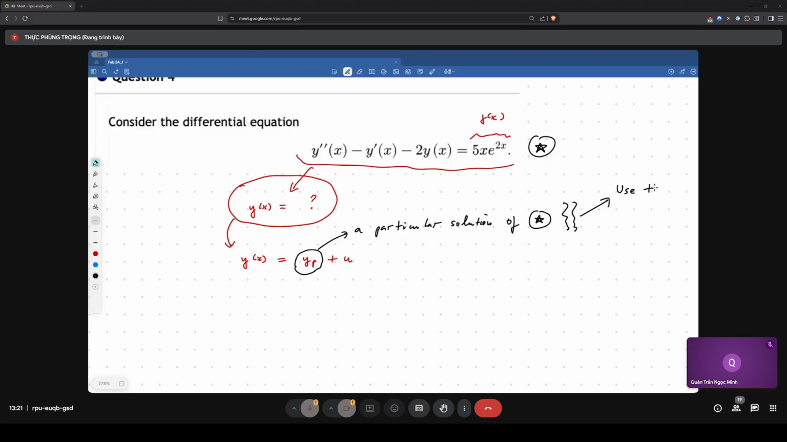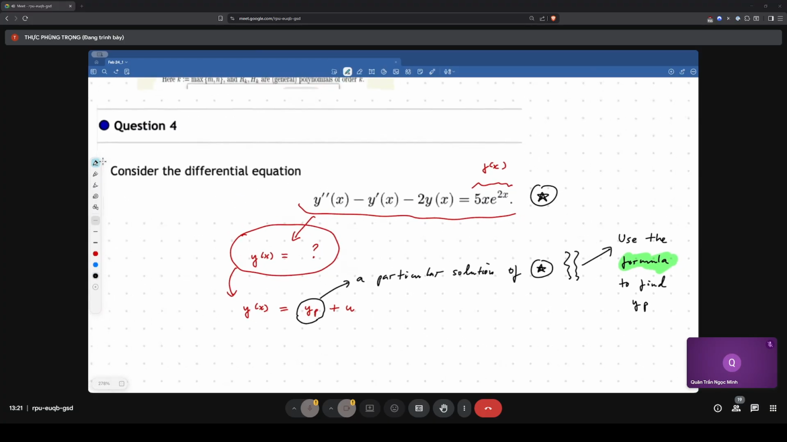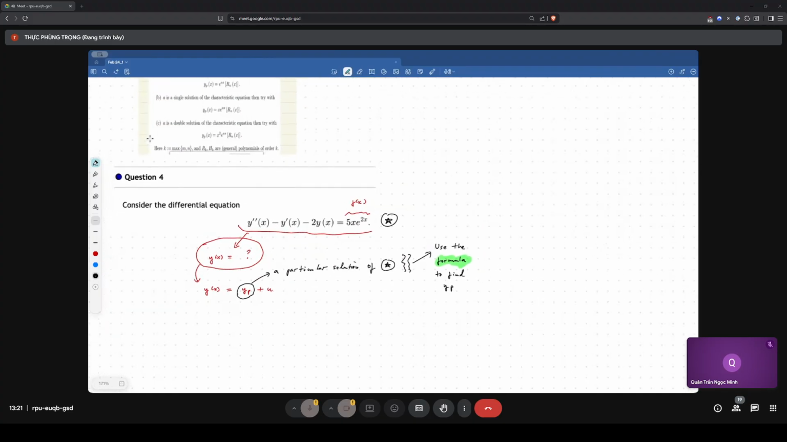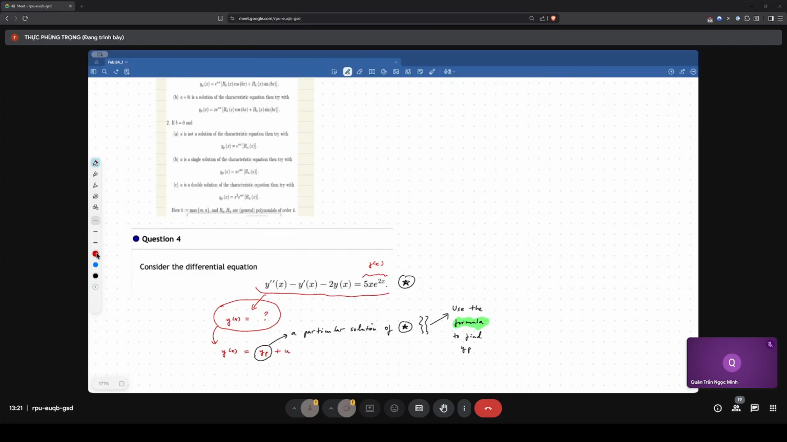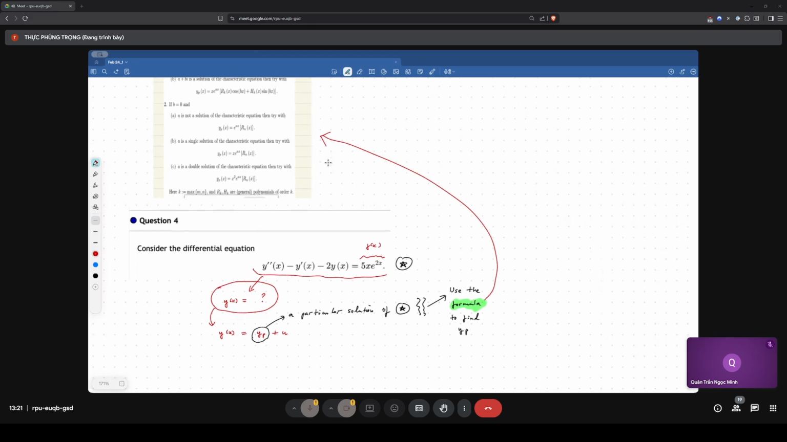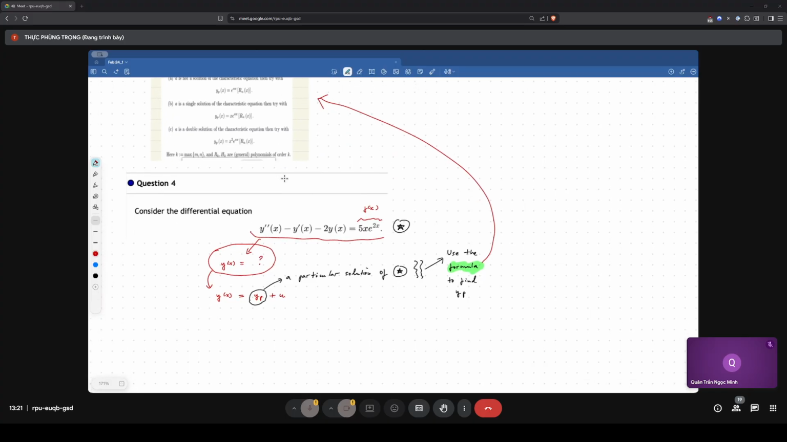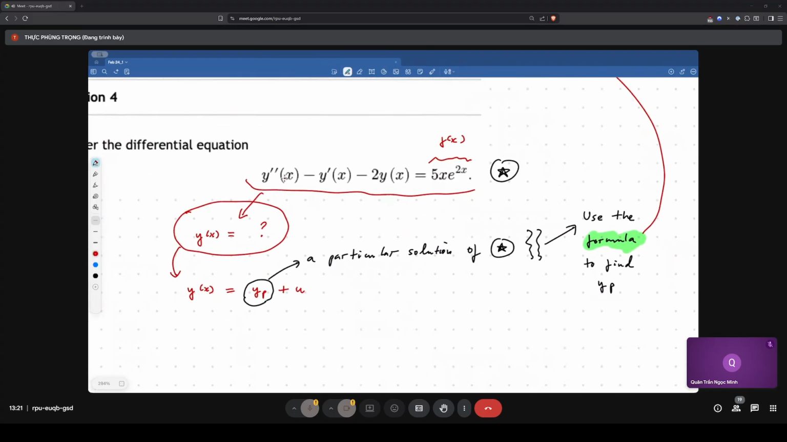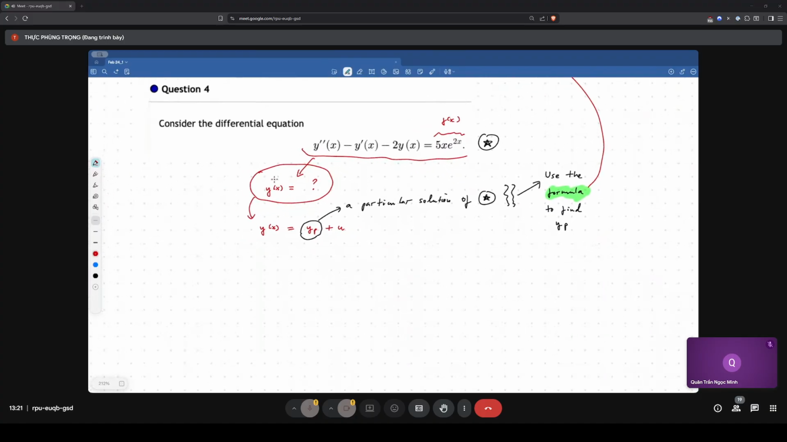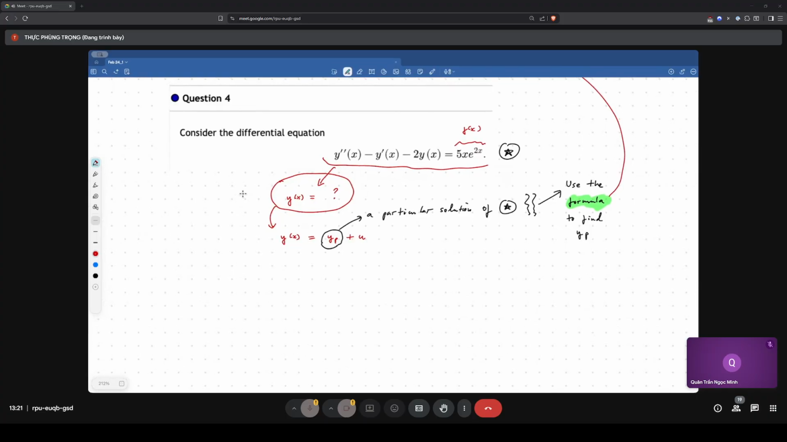So use the formula to find yp. And the formula that I mentioned right here is the one you see right here. Yeah. So the formula we had, you can find in the notes. And now we practice it. All right, so that's for yp, and we need to go back to the formula.